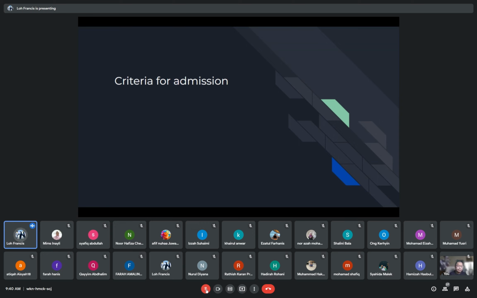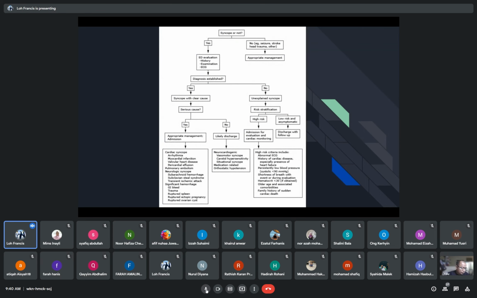So which patient do we consider for admission? If it is a syncope with a clear cause, if it is a serious cause such as MI or any cardiac structural diseases, after appropriate management, you need to admit the patient for further investigation. If there is no serious cause, the patient can be reassured and discharged. For example, a patient comes with a vasovagal attack or any situational syncope such as coughing or abdominal GI disturbance.